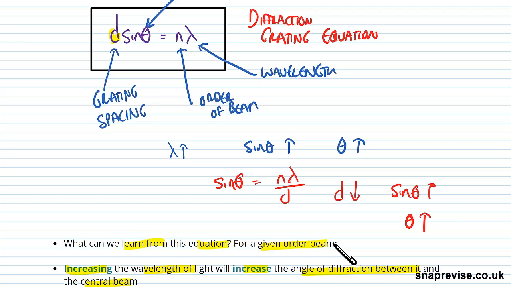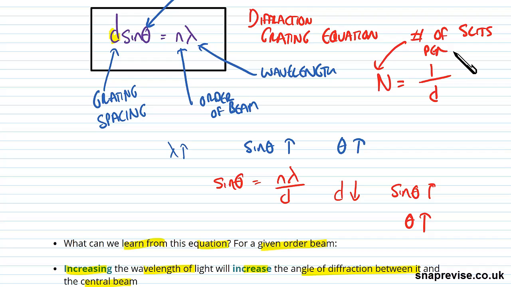Just an interesting fact about d, if d is the grating spacing, that is the space between the slits, we can find the number of slits per meter if we just take 1 over that. So if n is 1 over d, where n is the number of slits per meter, if we have d in meters of grating.